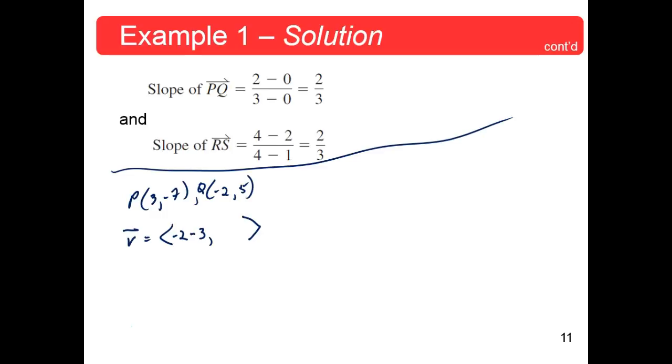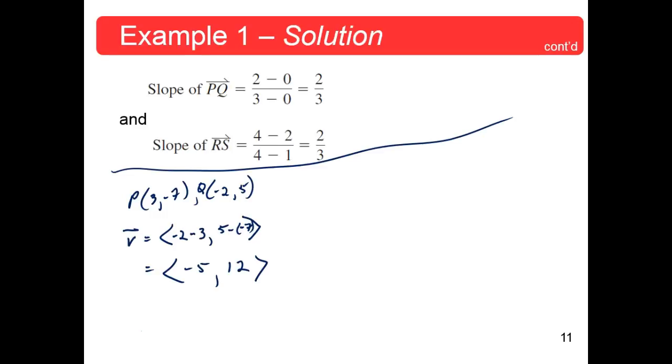And then what would be the second component? Five minus a -7. Okay, so let's clean that up a little bit. What will that be? -5, 12. Perfect. There is your vector in component form, -5, 12.